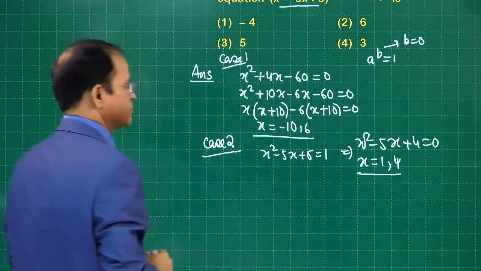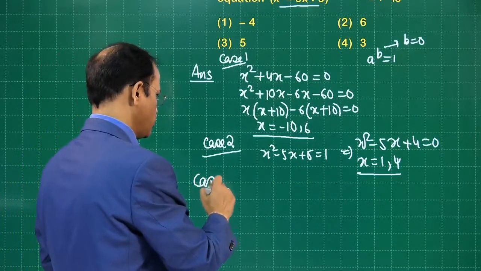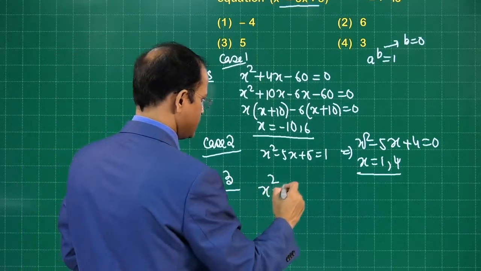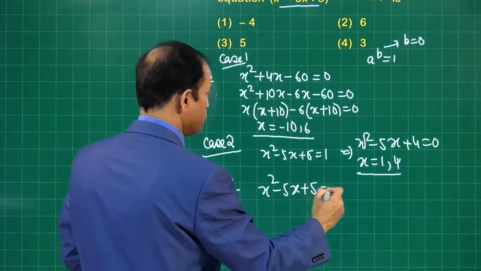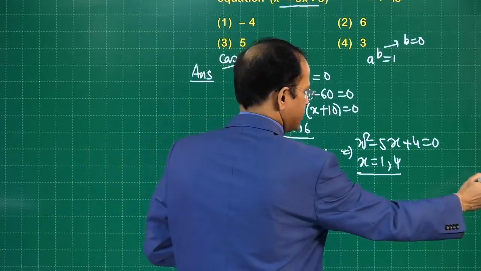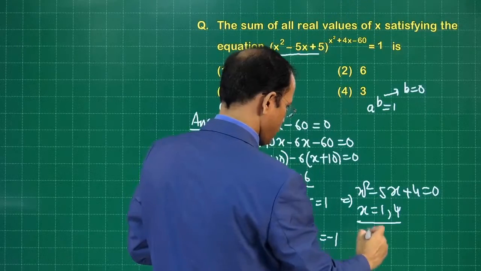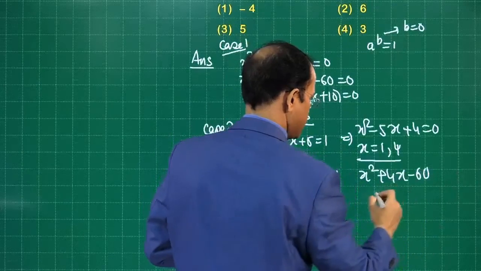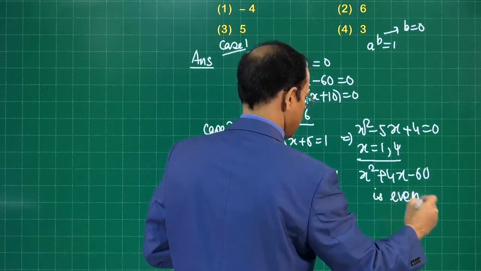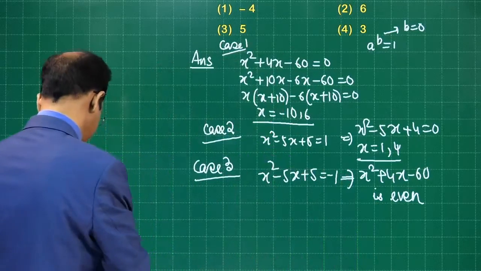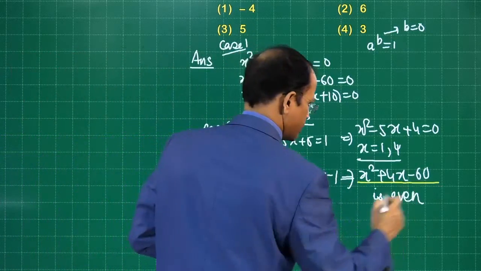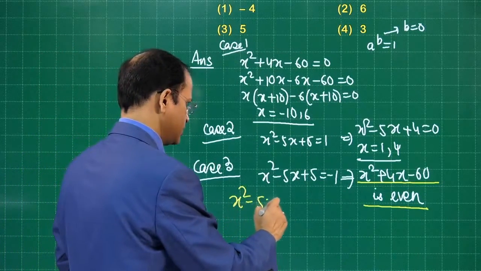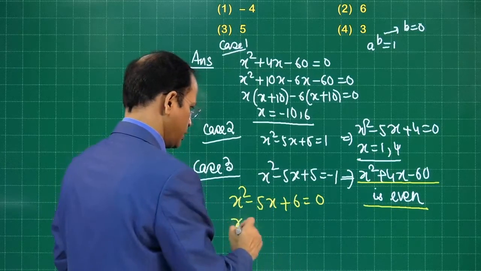And we can have one more case. Case number 3. This is the most important thing. Maybe the confusion part is there. We can take x square minus 5x plus 5 is equal to minus 1, provided x square plus 4x minus 60 is even. This is the condition we have. Very, very important condition. Got it? Or we can write it as x square minus 5x plus 6 is equal to 0, where x is equal to 2 and 3.